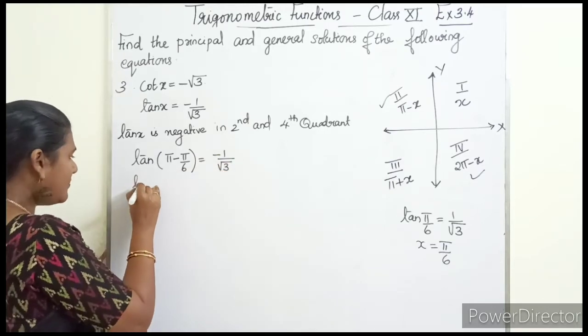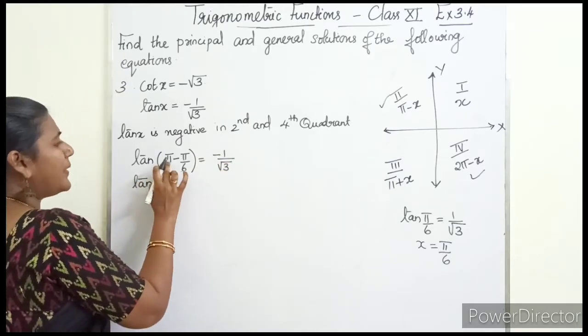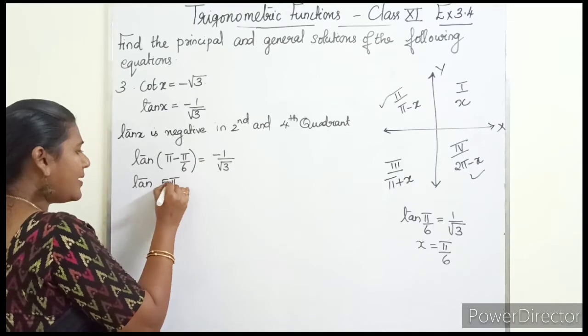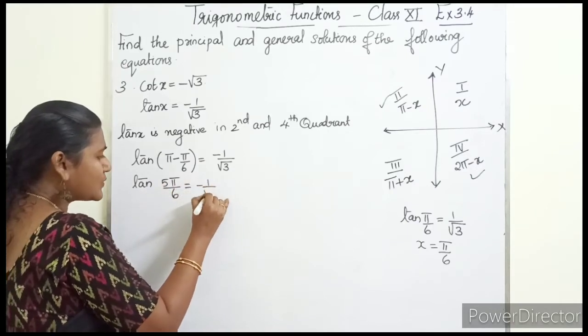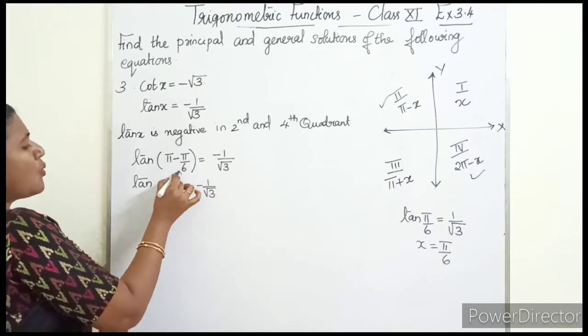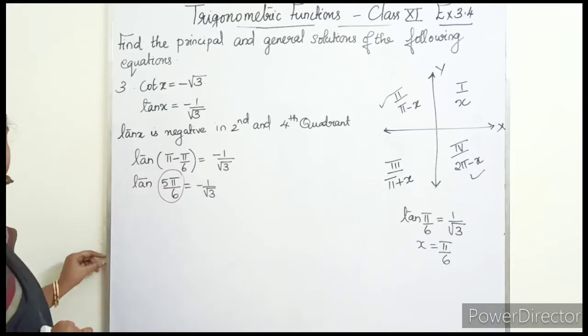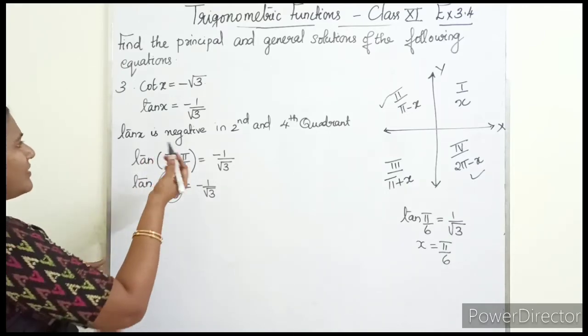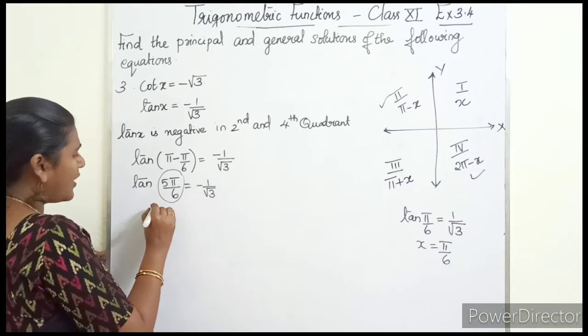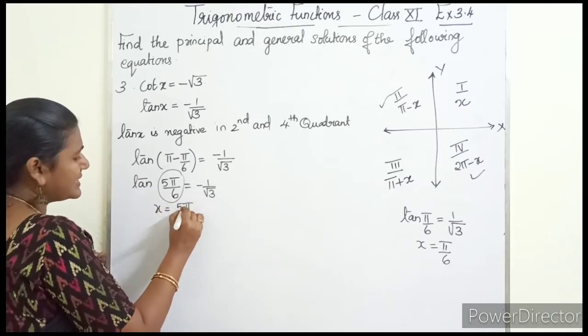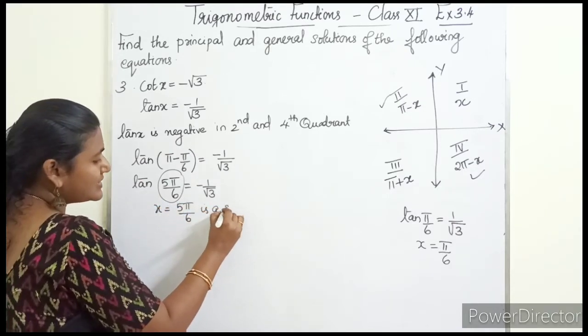So here we will simplify. tan(6π − π), that is 5π/6, is equal to −1/√3. So we got one principal solution, that is 5π/6. So x is equal to 5π/6 is a solution.